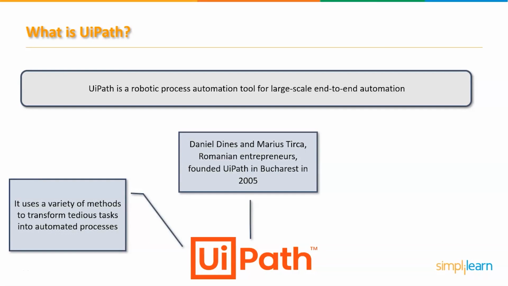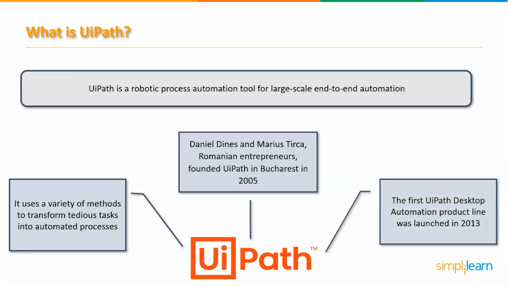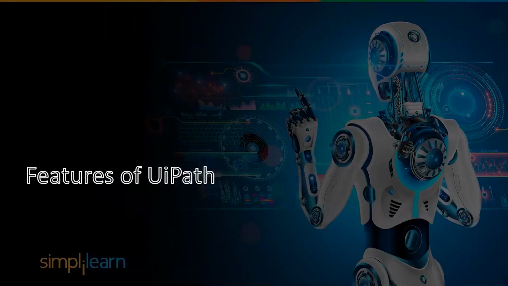Daniel Dines and Marius Tirca, Romanian entrepreneurs, founded UiPath in Bucharest in 2005. The first UiPath desktop automation product line was launched in 2013, giving businesses RPA tools to automate manual and repetitive back-office tasks. Let's look at the features of UiPath.